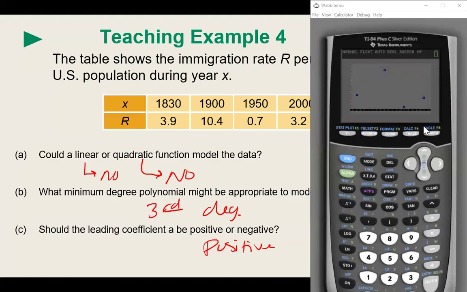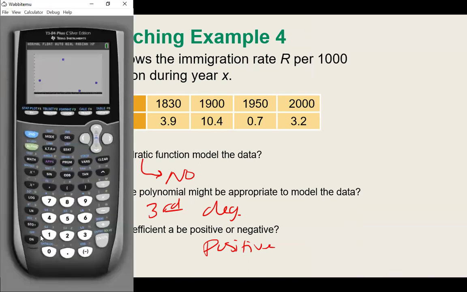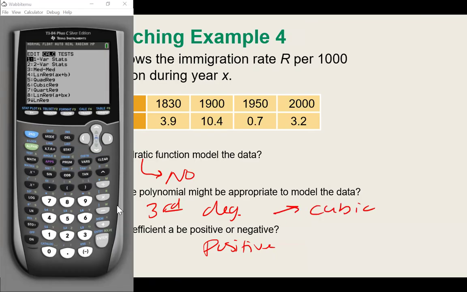All right. So to confirm what I said, we traced it out. We saw where we're going. We're going to confirm. So we go to stat, and this time we're going to go to calc. It's not asking for it, so I don't have to write it out, but I can confirm whether it is a third degree. Third degree polynomials are called cubic. See number 6 where it says cubic regression. We're going to click on 6 for cubic.